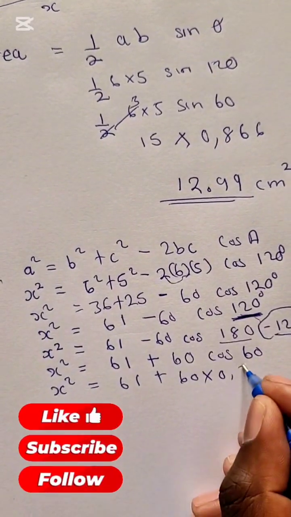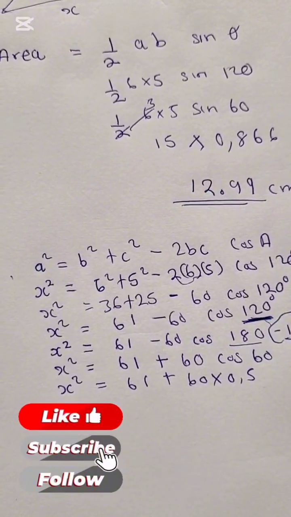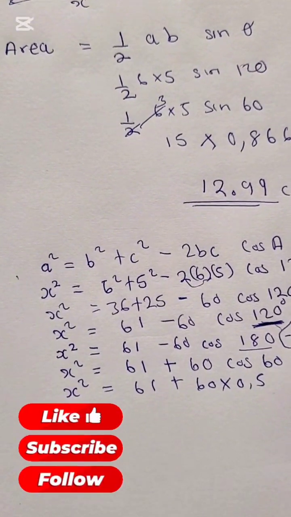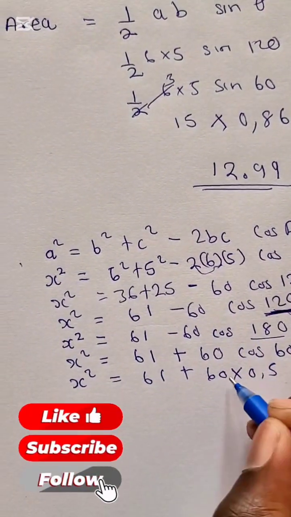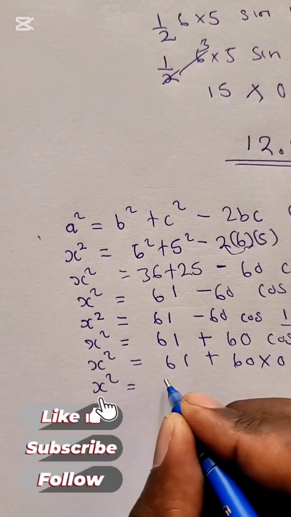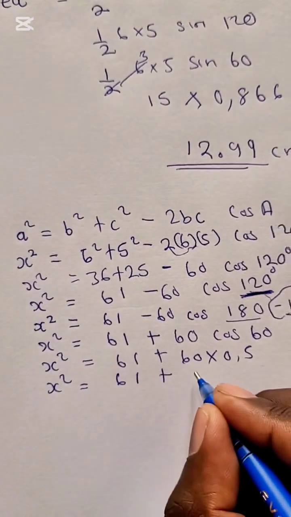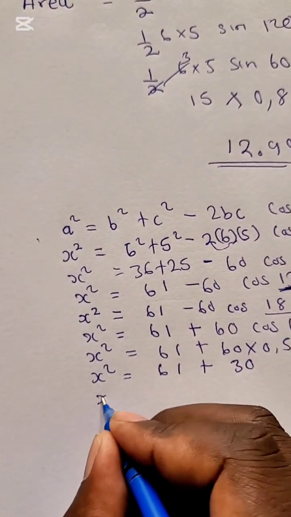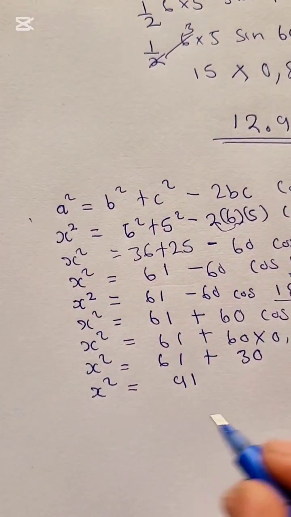60 times 0.5. So I'm going to get 30, which is half of 60. So x squared is equal to 61 plus 30. So 61 plus 30, what do we get? We get 91.